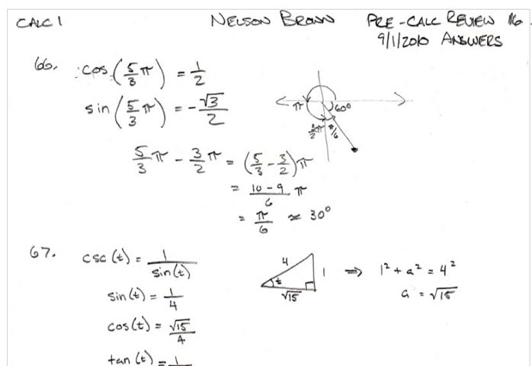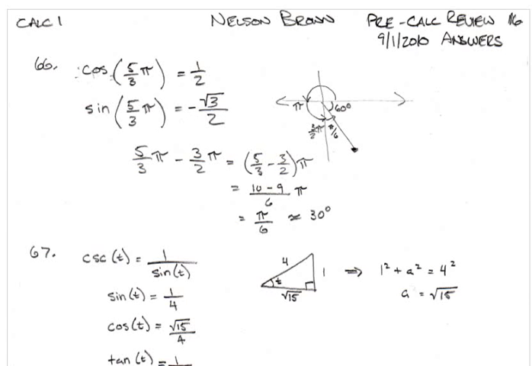Alright, finally we come to the home stretch, the last two pages of solutions, 66 through 71. In number 66, we have: find the values for sine of t and cosine of t for t equal to 5 pi over 3. This is dealing with reference angles, if you remember them.